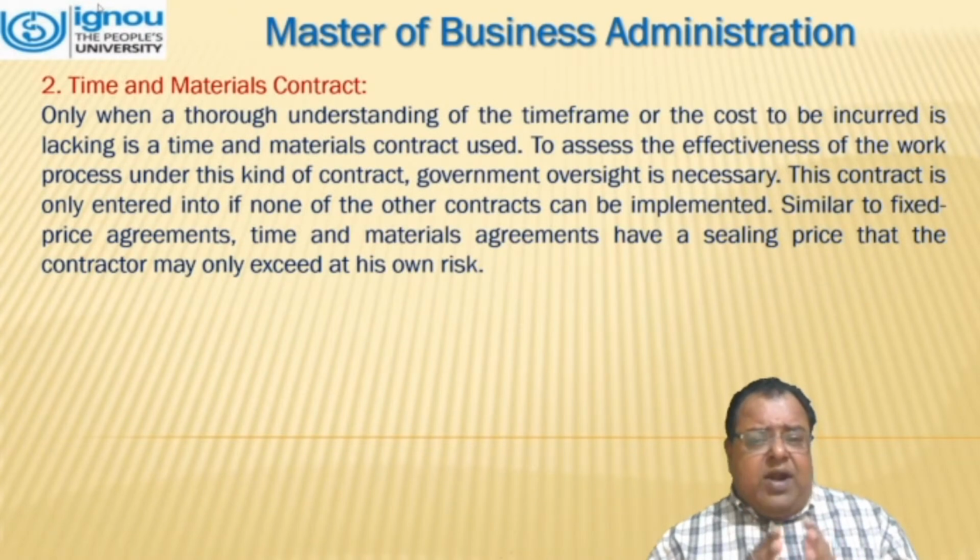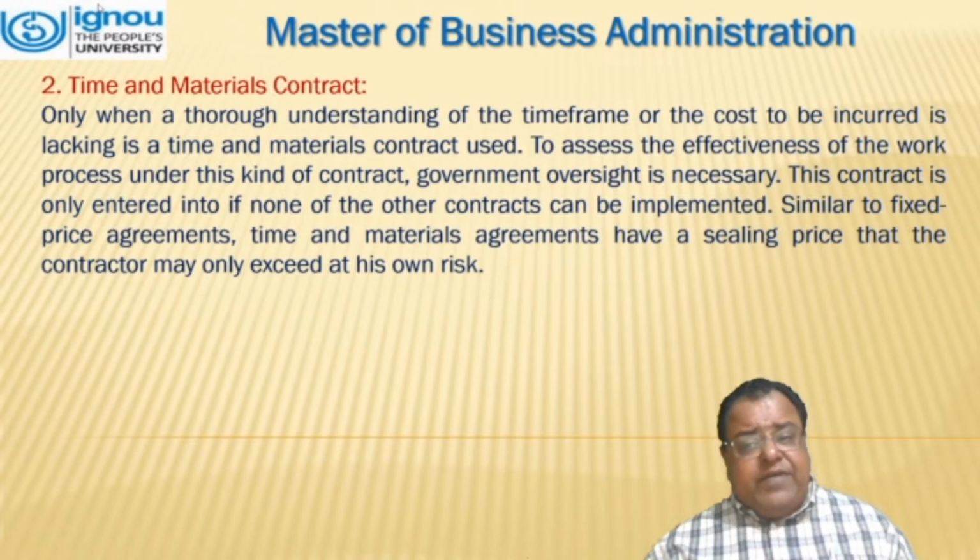Only when a thorough understanding of the time frame or the cost to be incurred is lacking is a time and material contract used. To assess the effectiveness of the work process under this kind of contract, government oversight is necessary. This contract is only entered into if none of the other contracts can be implemented. Similar to fixed price agreements, time and materials agreements have a ceiling price that the contractor may not exceed at his own risk.